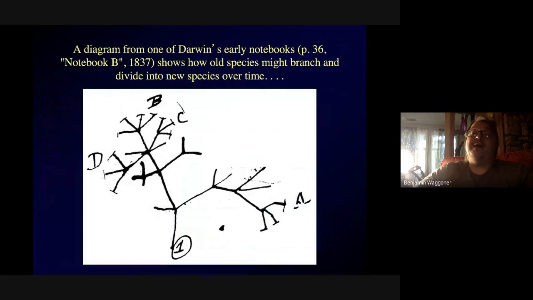And that's a famous diagram from one of his very early notebooks. This is from back in 1837. This is 21 years before he actually published his evolutionary theories, but he was thinking about it at this stage. And it shows how old species, represented by that number 1 down at the base, might branch into new species, which he's labeled here A, B, C, and D, plus a number of extinct species that don't point to any one of those letters. So species branch, they divide into new species, and this is a very long process that's been going on for as long as there's been life.